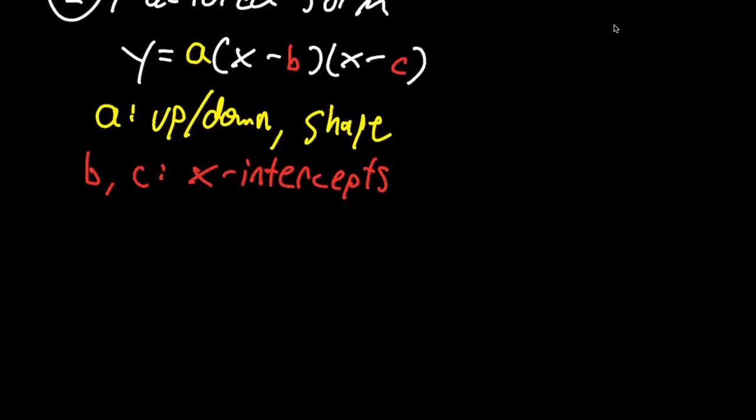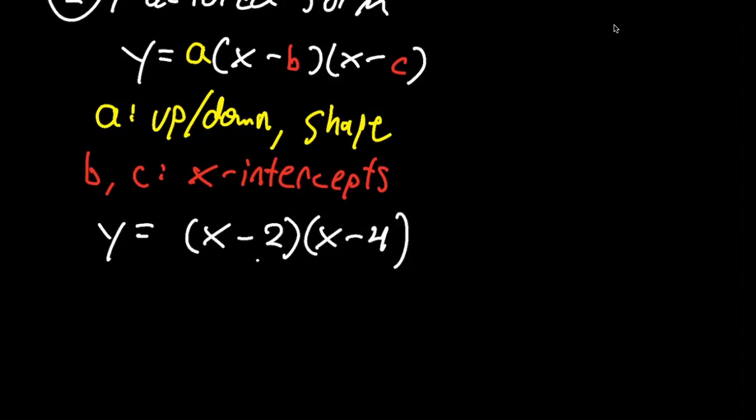So a really quick example would be if we had y equals x minus 2 times x minus 4. Here are 2 values, and again, we have minus b, minus c. Our 2 values are positive 2 and positive 4. 2 and 4 are the x-intercepts of our graph.